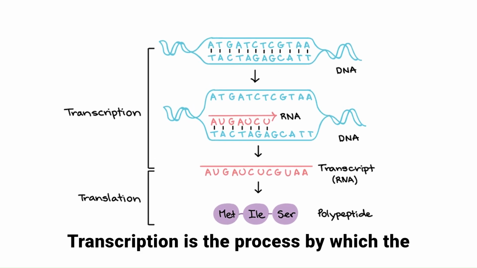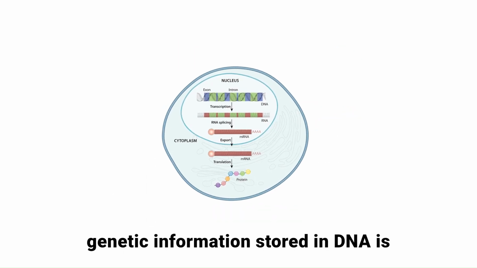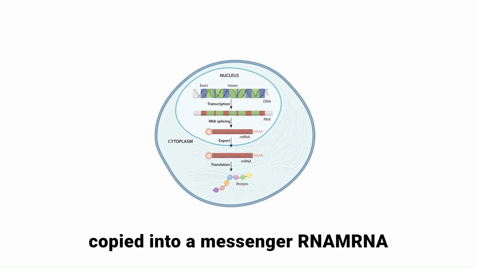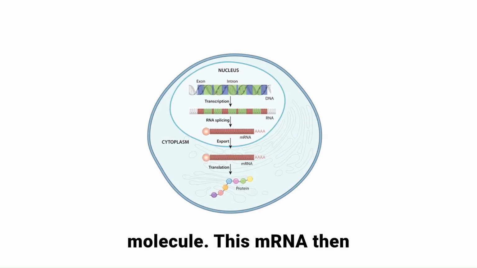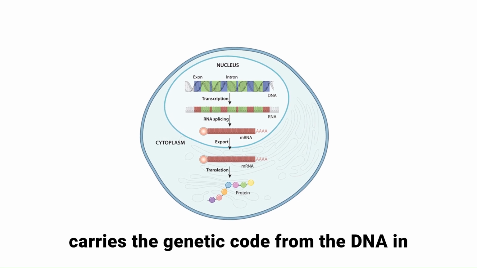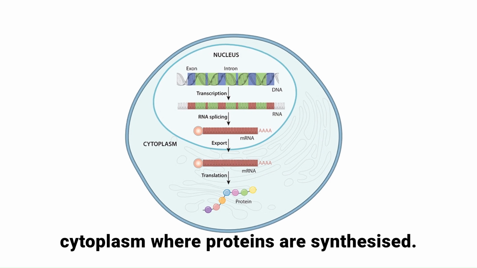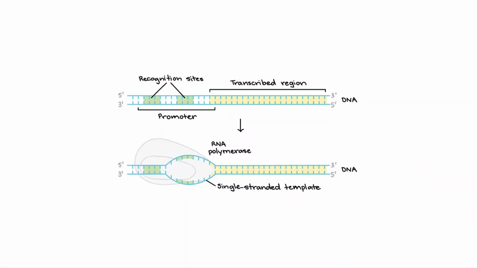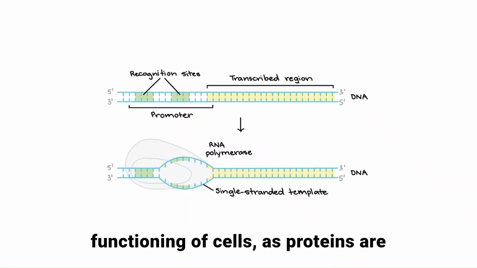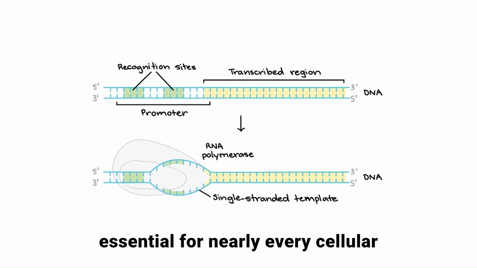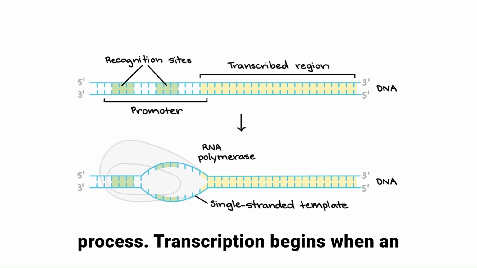Transcription is the process by which the genetic information stored in DNA is copied into a messenger RNA (mRNA) molecule. This mRNA then carries the genetic code from the DNA in the nucleus to the ribosomes in the cytoplasm, where proteins are synthesized. Transcription is crucial for the functioning of cells, as proteins are essential for nearly every cellular process.